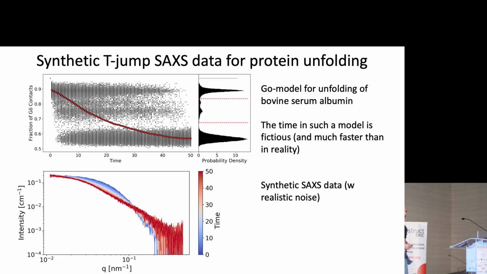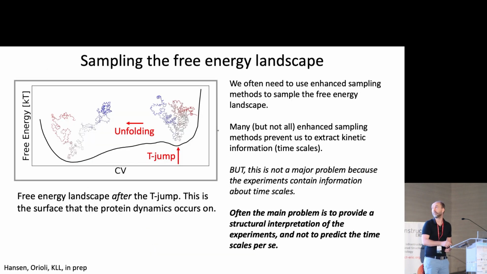So here's the synthetic data. We do temperature jump small-angle X-ray scattering in the computer, ignore the timescales. This is just to show that we can generate synthetic data that looks realistic, but we know exactly what's going on because we generate it by simulations. So this is the data that we will interpret, and it corresponds to unfolding of a large complicated protein.